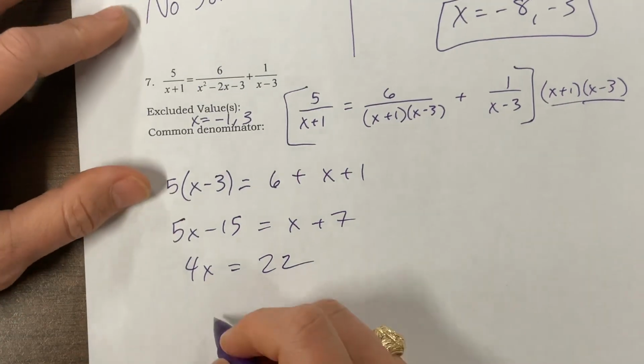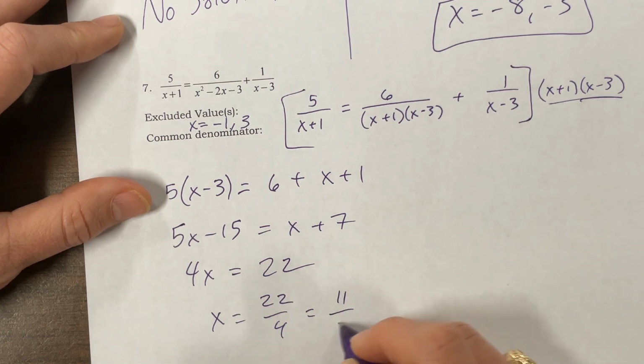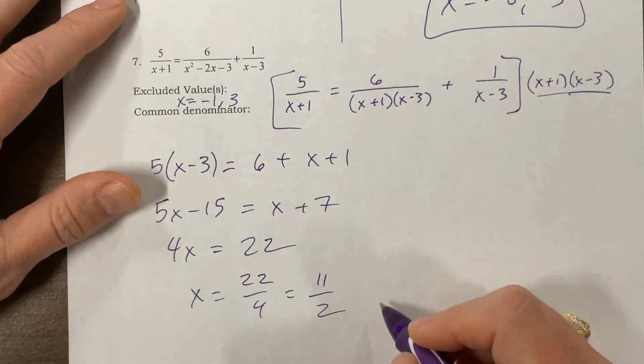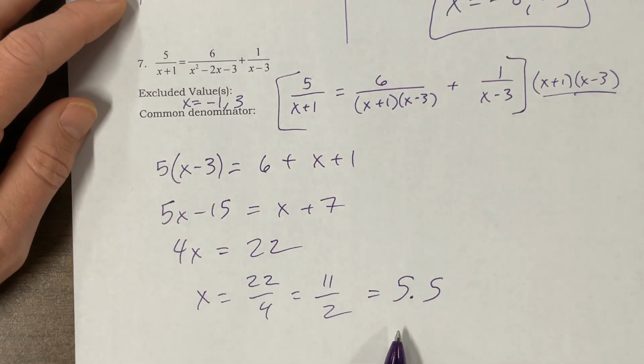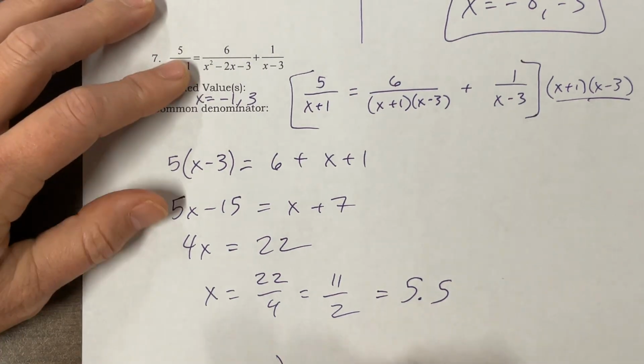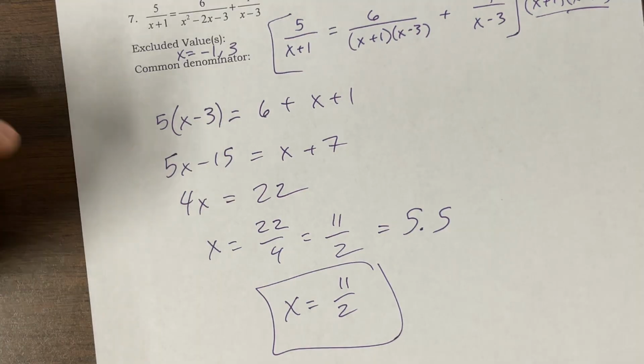It doesn't work out perfectly, but that's okay. It's 22 over 4, which reduces to 11 over 2, which is 5.5. Is that a number that we needed to exclude? It is not. x equals 11 halves is how I'd write that. And there we go. All right.